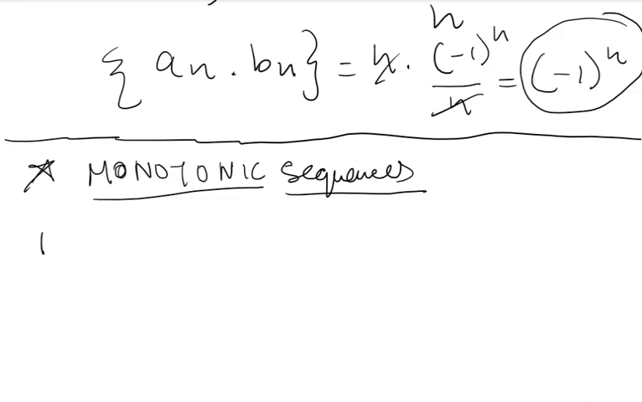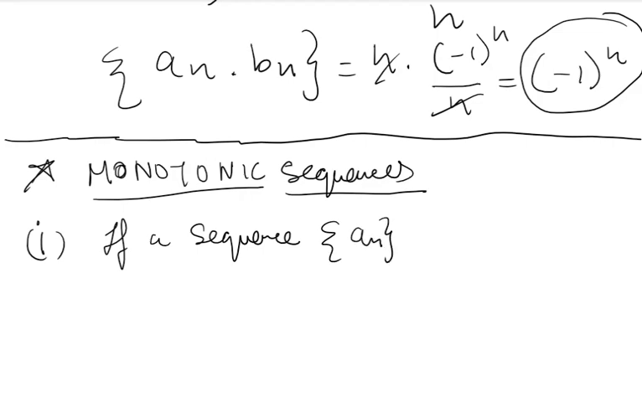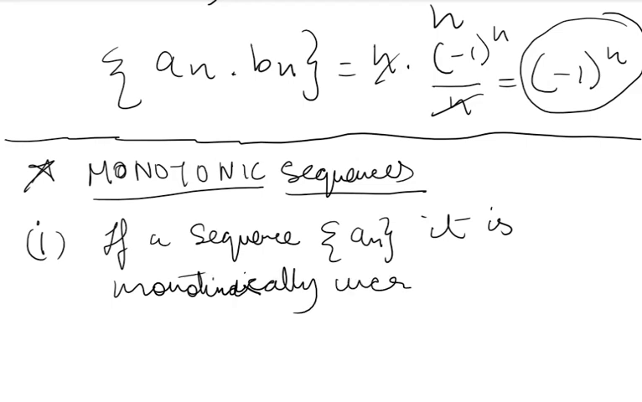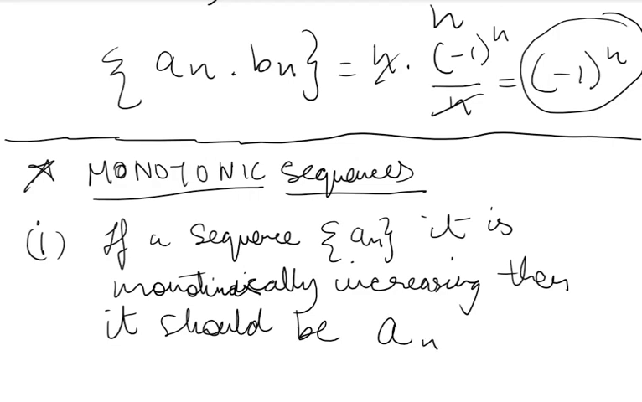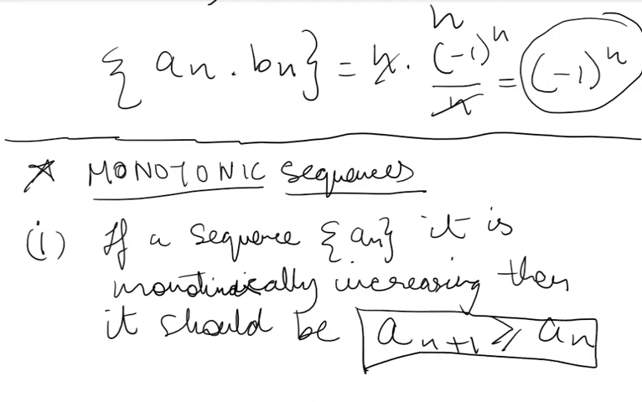So the first point of a monotonic sequence says that if a sequence An is taken such that it is monotonically increasing, then it should be a n plus 1 greater than or equal to a n. Okay, monotonically increasing if this happens. a n plus 1 is greater than or equal to a n, and of course for all n belonging to the natural numbers.